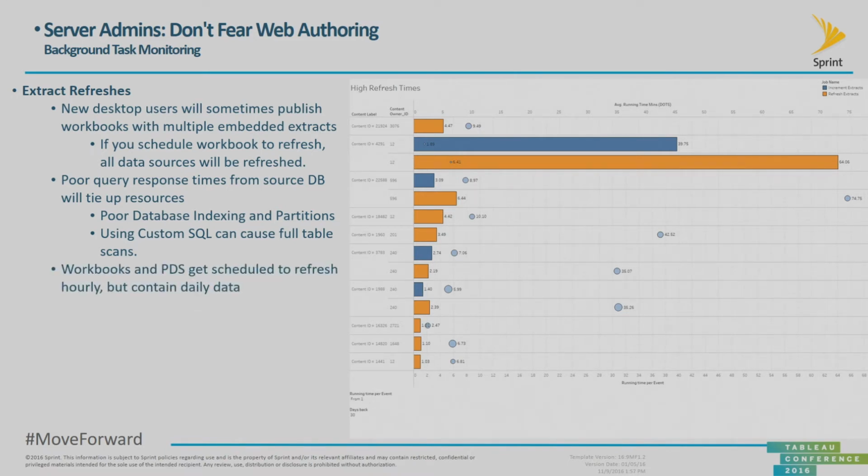So what we do is we look at workbooks. The other thing they do is they'll schedule a workbook to be refreshed hourly, but it's got daily data. They just don't know what they're doing. They pick the wrong schedule. We'll get that sometimes too.